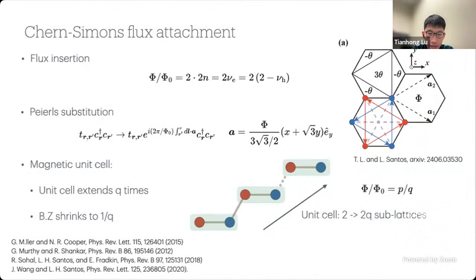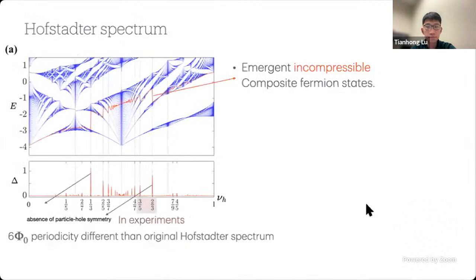So in total, the number of bands increased from 2 to Q, where the number of states in each band shrinks by 1 over Q. So for each flux attachment, we have a corresponding filling fraction and Peierls substitution to be incorporated into the Hamiltonian. We can diagonalize the Hamiltonian and plot the energy on the y-axis and the filling fraction on the x-axis. This is the so-called Hofstadter spectrum.